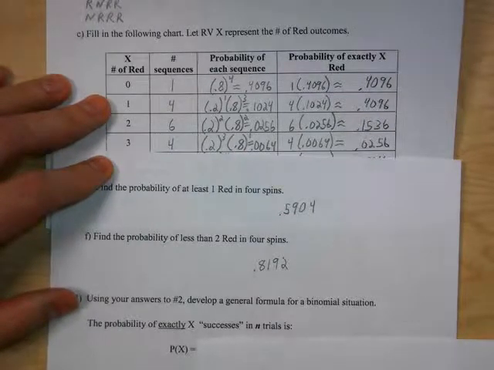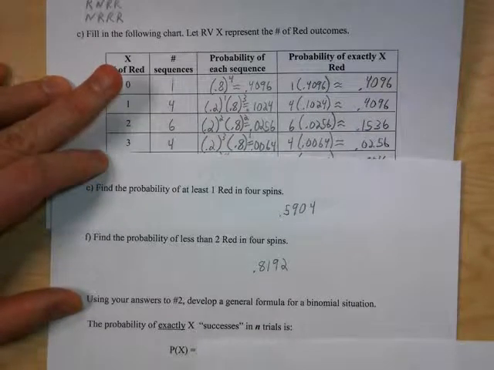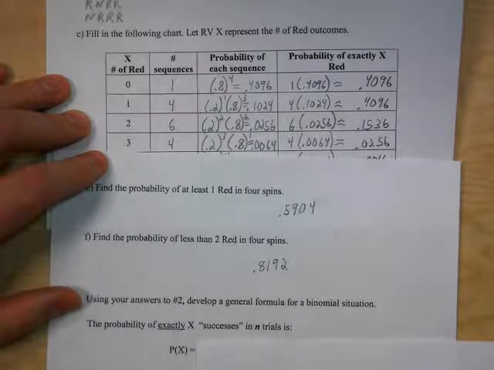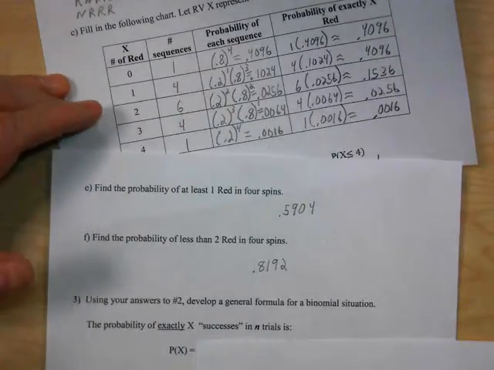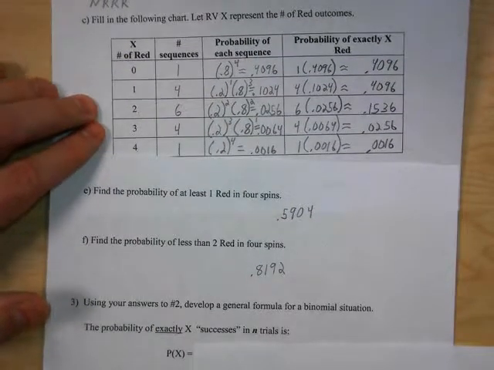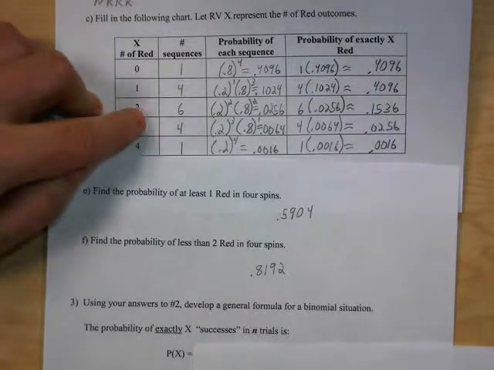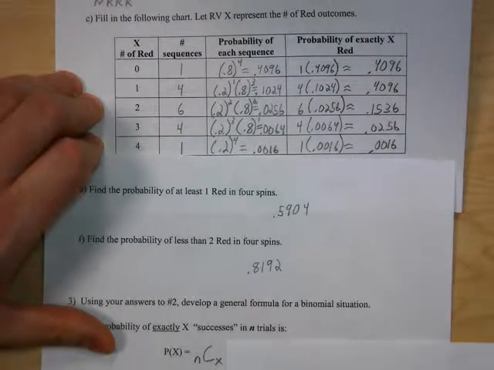So if you think about how we generated the table up here, what we did was take the number of sequences, or the number of ways to get 0 red, the number of ways to get 1 red, 2 red, and so on. And then we multiplied that by the probability of each sequence. The number of sequences, this is not obvious, but if you go back to chapter 4 with combinations, another way to count the number of sequences, or the number of ways you can arrange 0 reds, 1 red, 2 reds, 3 reds, or 4 reds, if you choose 4, so we had 4 spins, is nCx.